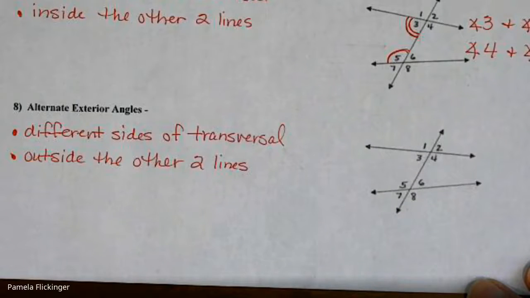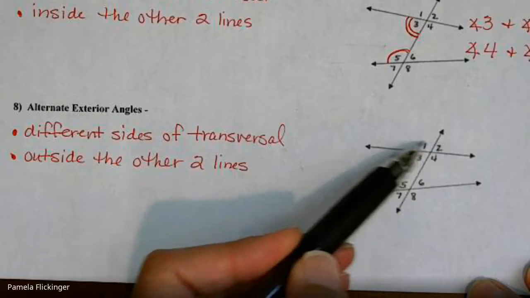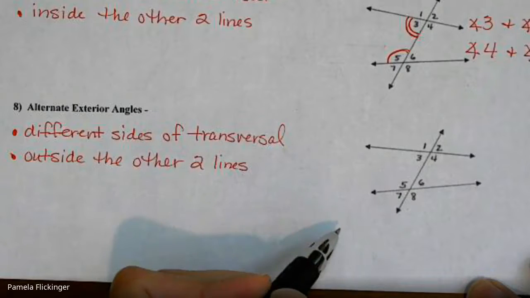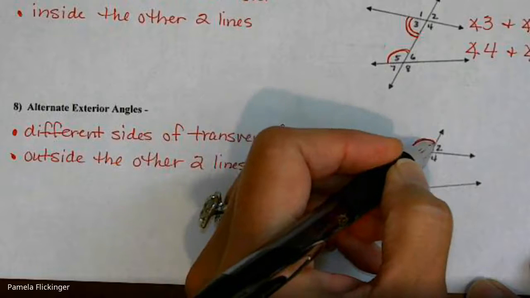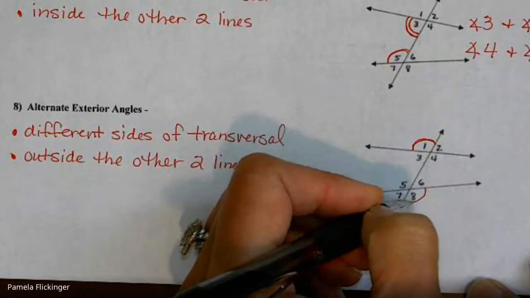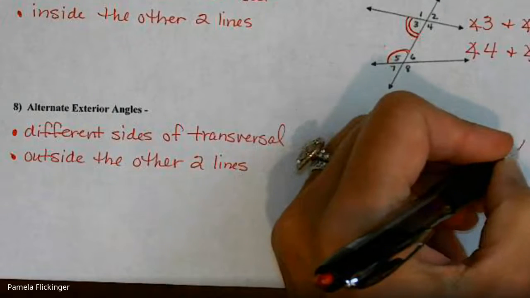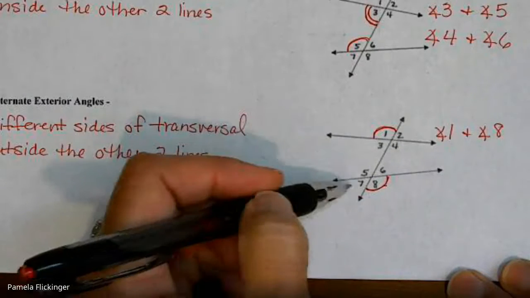So looking at our picture, the exterior angles, we've got 1 and 2, and then down here 7 and 8. Those are my exteriors, but if I need them to be alternate, I'm going to pick 1, and then down here on the other side would be 8. So that's one of the angle pairs. And then the other would be 2 and 7.